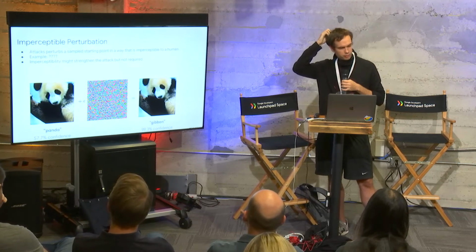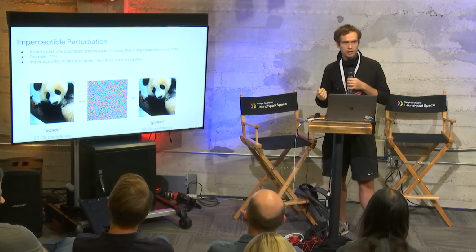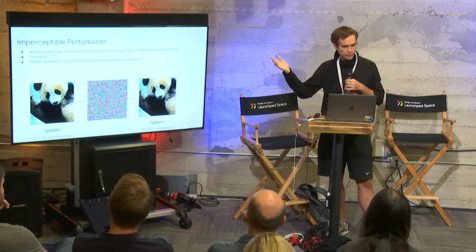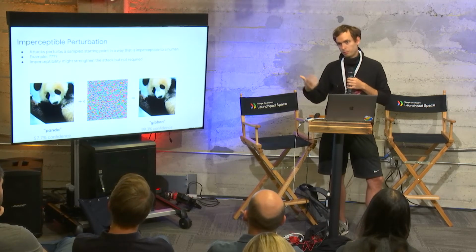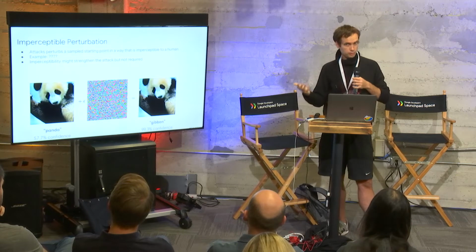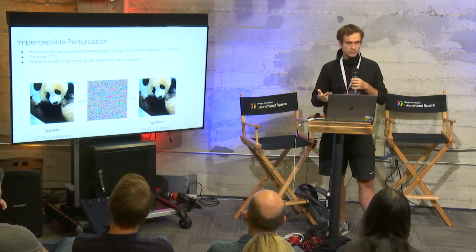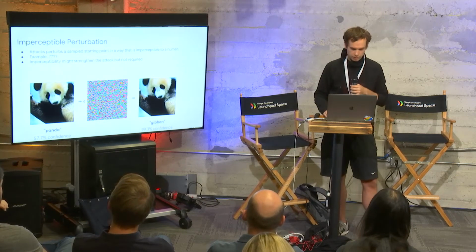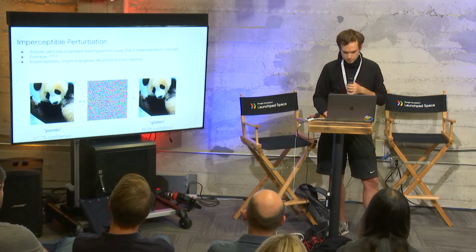In some settings, imperceptibility might strengthen the attack, but it's just not required. So in the YouTube copyright setting, the attacker would prefer to upload the imperceptible movie, but the moment you defend against that, the attacker is just going to make slightly larger modifications to the movie to get by your defense.